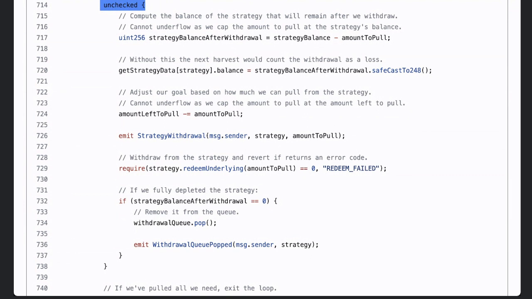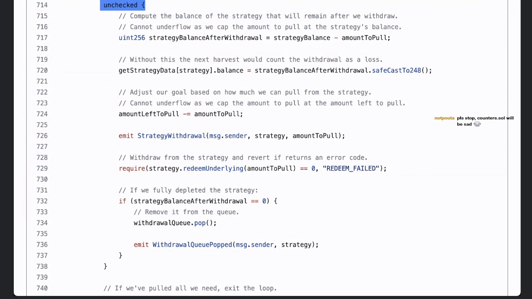So some of these interactions here are those cases. For example, above, we already checked that amount to pull is never going to be greater than the strategy's balance. So we don't need Solidity to check if we're going to mess up there, because we know we didn't. So we give it an unchecked to avoid that. And in the case that we're lowering amount left to pull, it's the same case. We validated above that we're never going to pull more than the amount left. So that's why we wrap that whole thing in an unchecked.